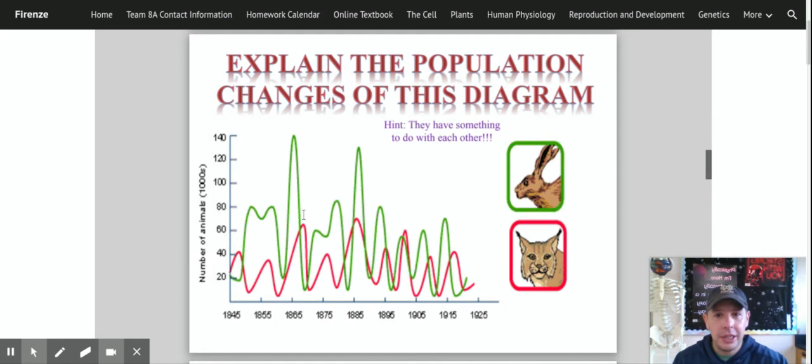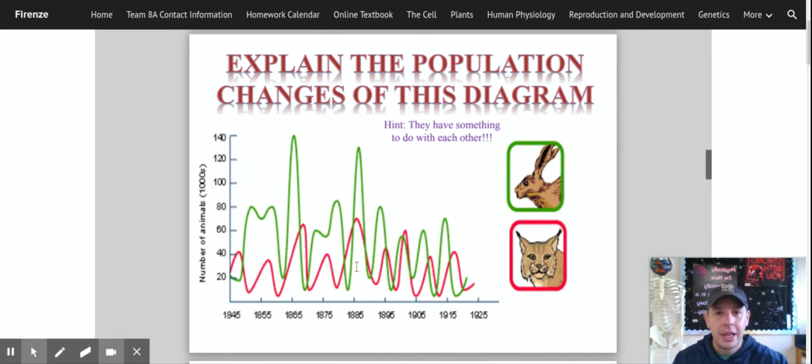As they're eating, guess what's happening? The population of rabbit goes down. All of a sudden, bobcats start to starve. Their population goes down. Now the population of the bobcat is down. What happens to the rabbit population? It goes back up. Time to eat. Bobcat starts to eat the rabbit. Rabbit population goes down. And this goes on over and over.